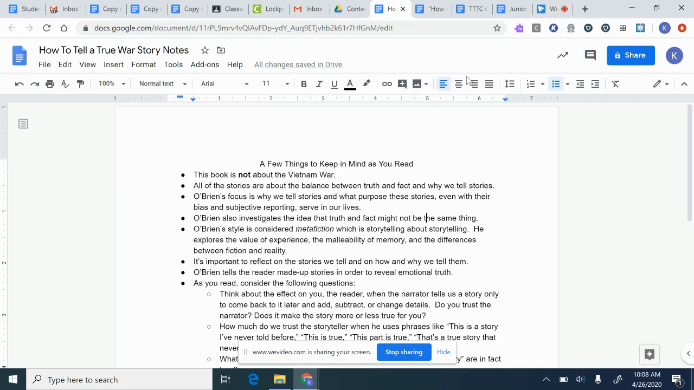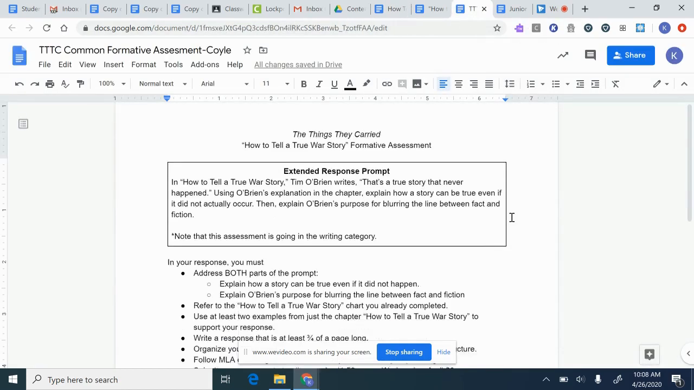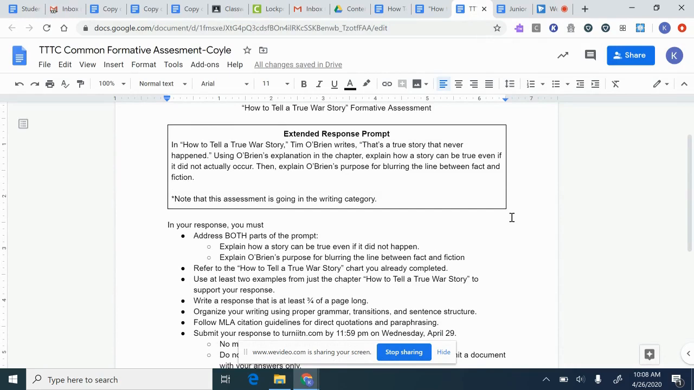Right. All right, last thing we're going to talk about is this formative assessment that you're going to do. So you're going to write an extended response prompt for me. So in How to Tell a True War Story, Tim O'Brien writes that that's a true story that never happened. Using his explanation in the chapter, explain how a story can be true even if it did not actually occur, and then explain his purpose for blurring the line between fact and fiction.